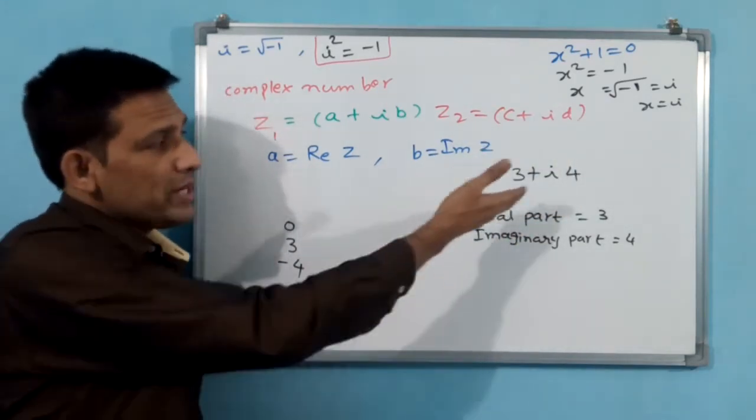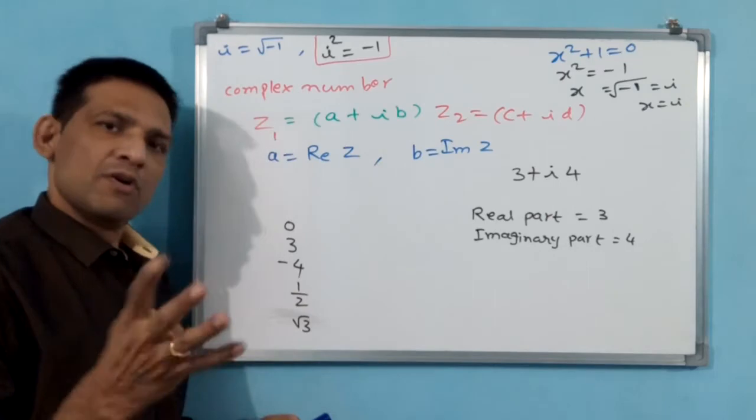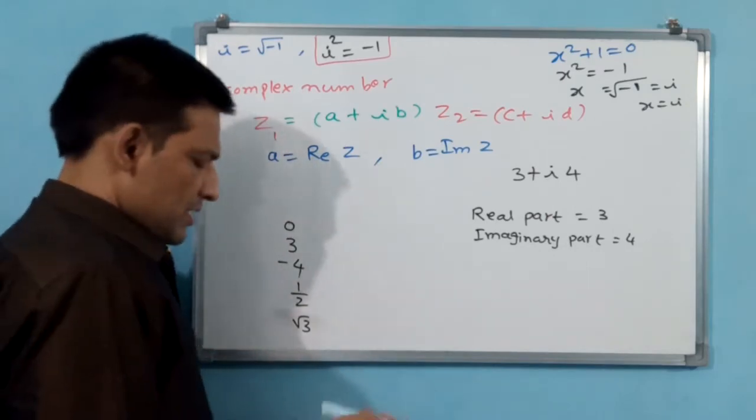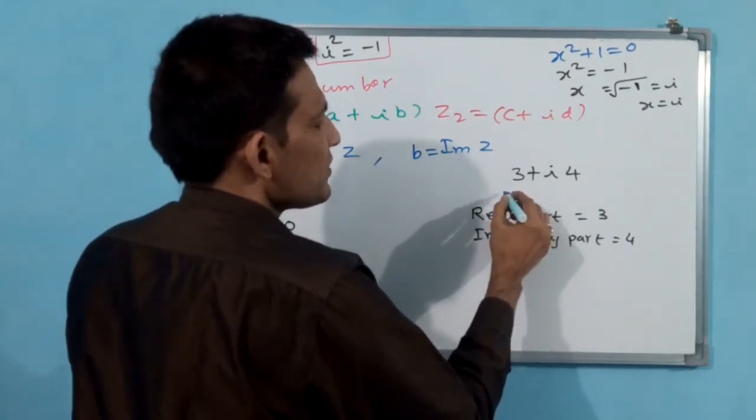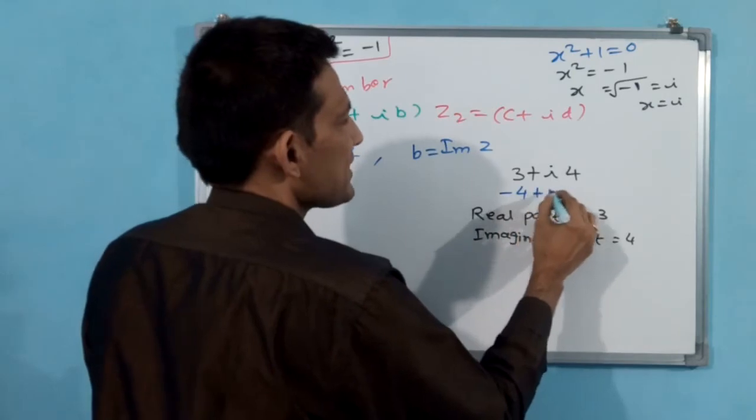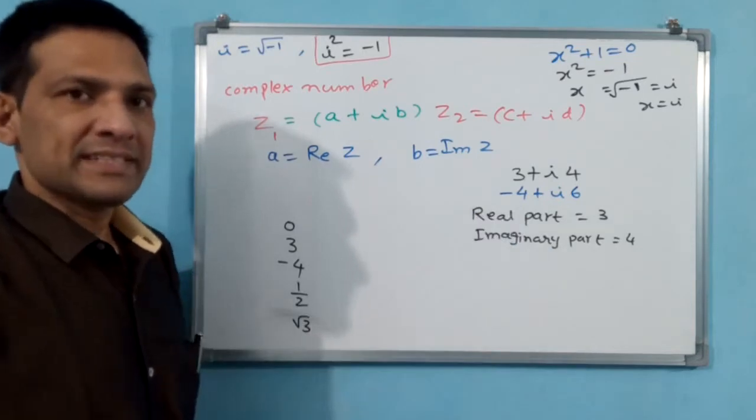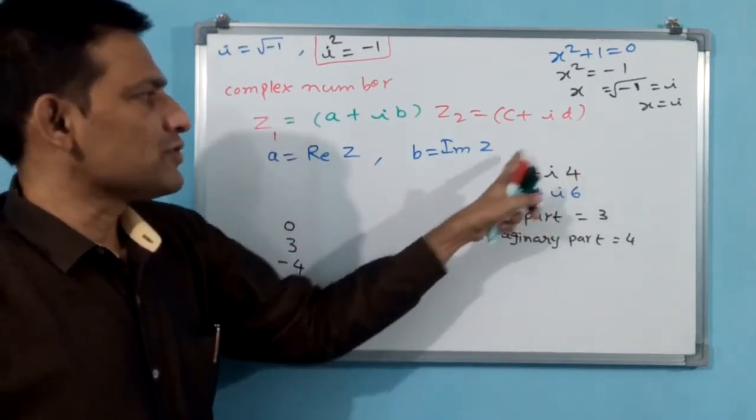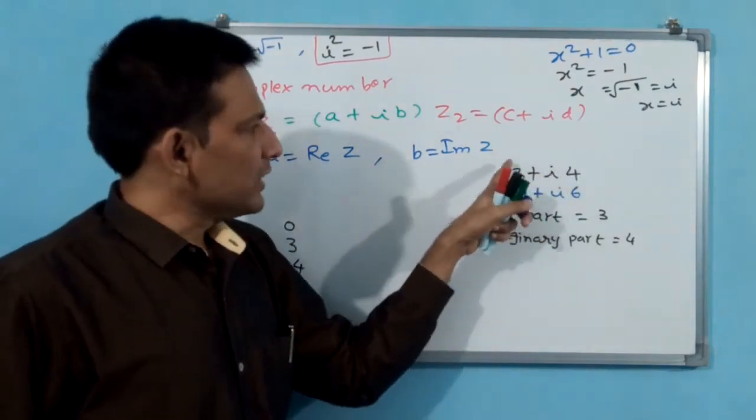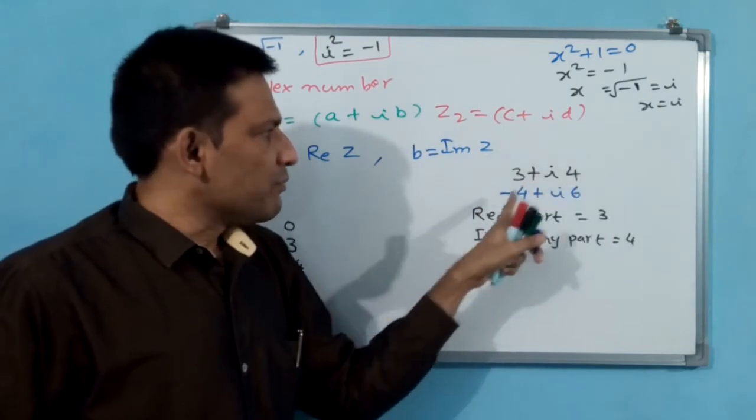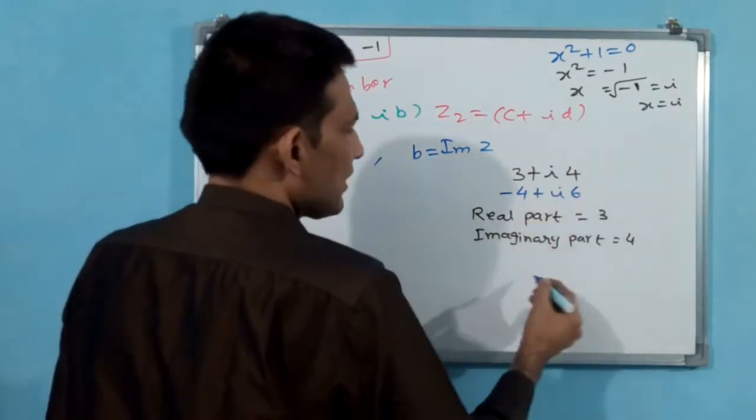Okay. See how many types you can show this complex number. Only 3 plus i4 or only a plus ib? No. 4 types are there. You see, I am writing like this. Here 3 plus i4 is there. Another one may also be there, like -4 plus i6. That means real part and imaginary part both may be positive, or one negative and one positive, and one negative, one positive means the other one also may become negative.